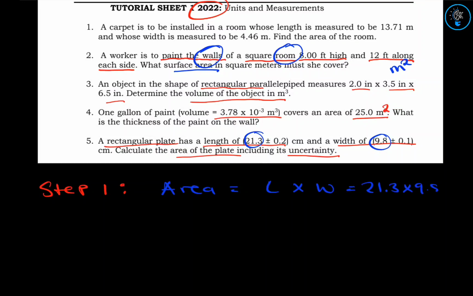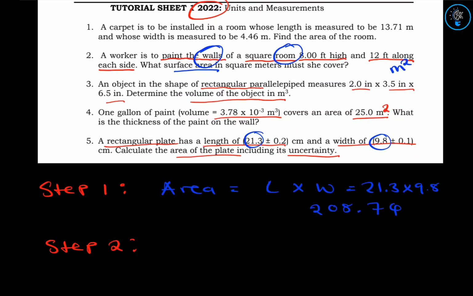So it will be equal to 21.3 times 9.8. And that will give you 208.74. Wow. Now let's find the uncertainty of our solution. That will be our step 2.